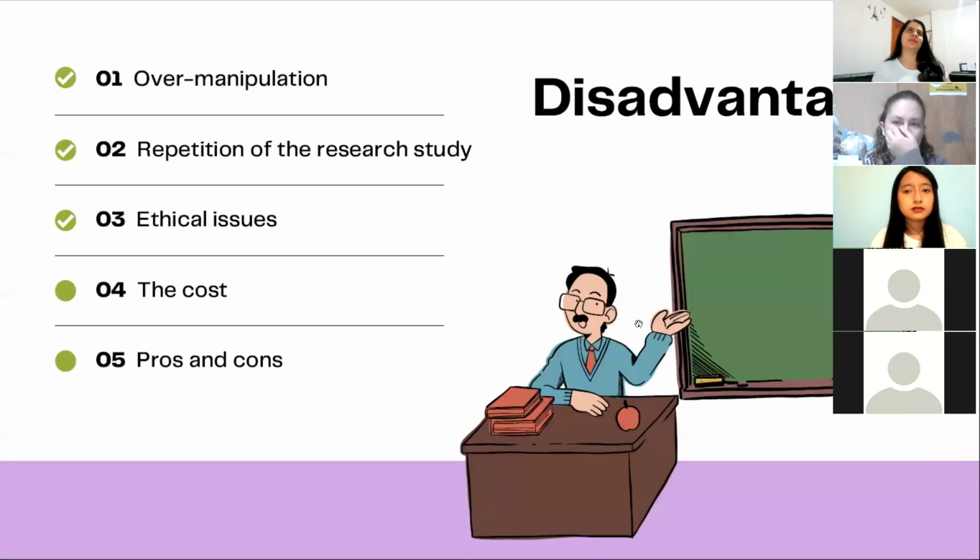We have the over-manipulation. As I said before, we can manipulate the variables, but maybe we can even over-manipulate them and affect the results. Then we have the repetition of the research study. The research study in quantitative experimentation is replicable. So maybe if we replicate it in different contexts or with different variables, it will not have the same results.